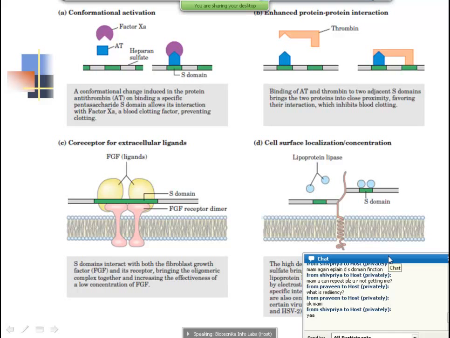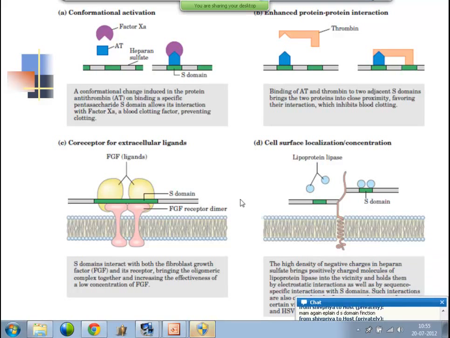Alright, the S domain. Basically, heparan sulfate consists of the S domain and the NA domain, and this S domain is where several proteins come and bind. It can act in several ways. One is to change the conformation of the proteins. For example, after antithrombin binds to the S domain, it changes its conformation, which helps in the binding of another factor to it, and this will inhibit clotting.